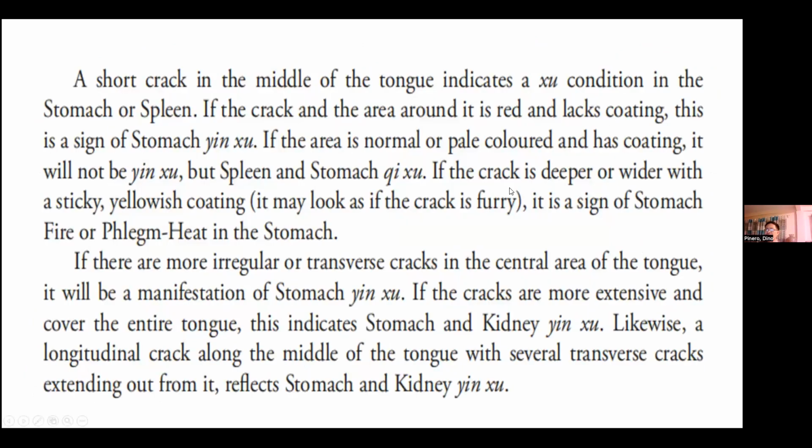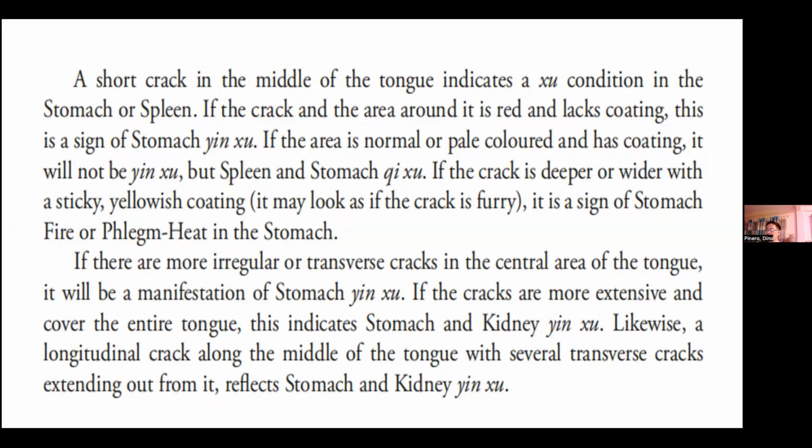A short crack in the middle of the tongue indicates a deficiency condition in the stomach or spleen. If the crack and the area around it is red and lacks coating, this is a sign of stomach yin deficiency. If the area is normal or pale colored and has a coating, it will not be a yin deficiency, but spleen and stomach qi deficiency. So having a normal or pale color, tapos meron siyang coating, ano siya, spleen and stomach qi deficiency.